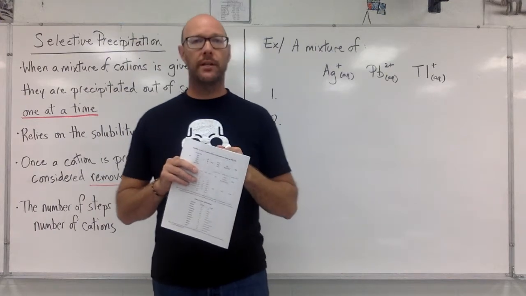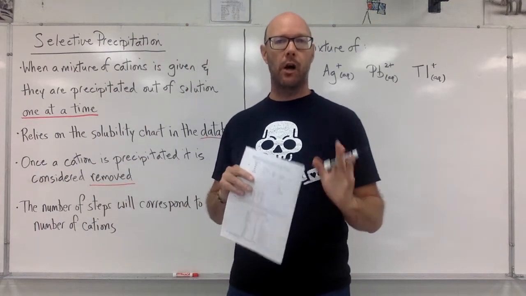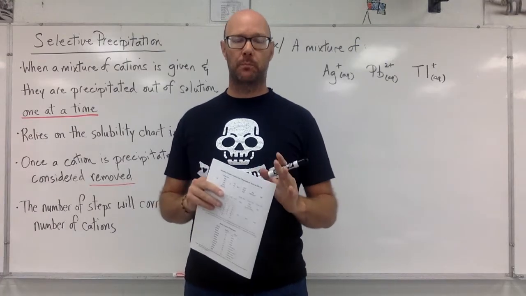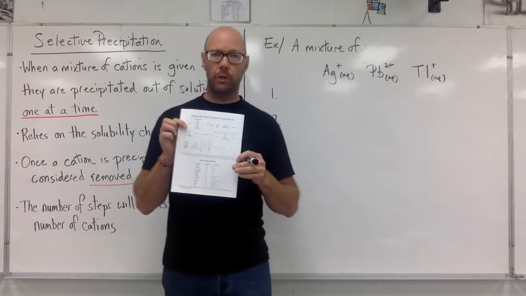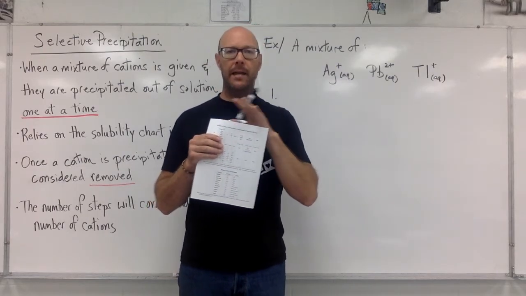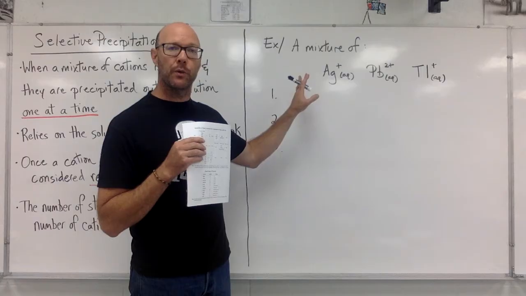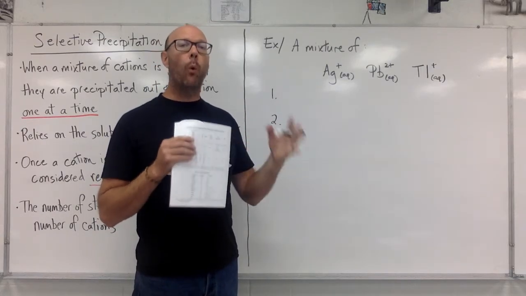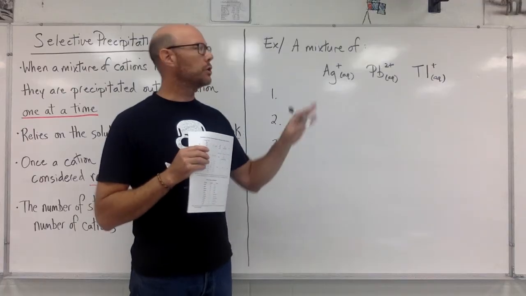What we want to do is imagine we have a fully stocked lab. Any chemical imaginable we have at our disposal. We're going to use the solubility chart to find something across the top that makes one of the 3 ions here precipitate. It doesn't matter which one. The order is not specific. We just want to get one.